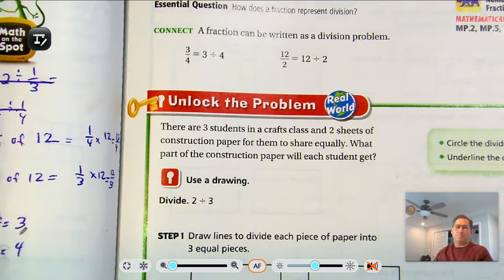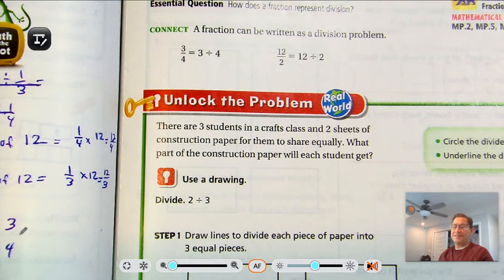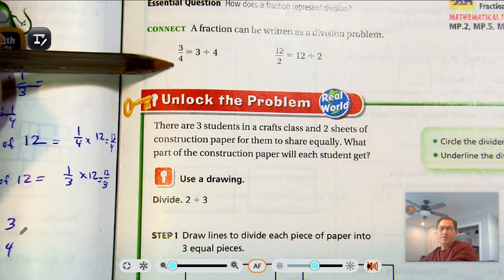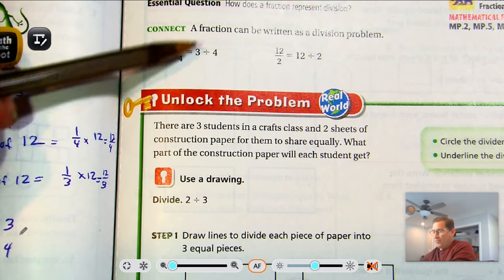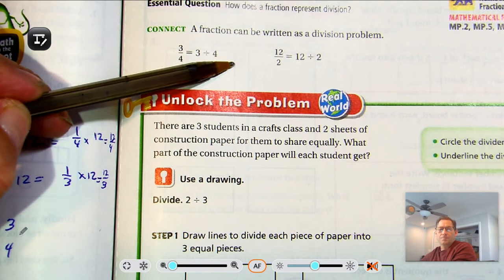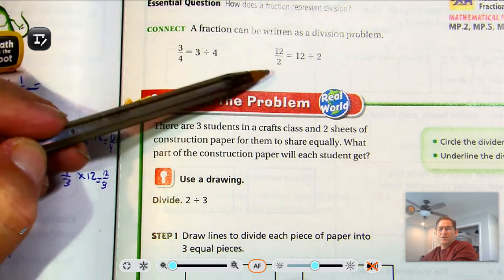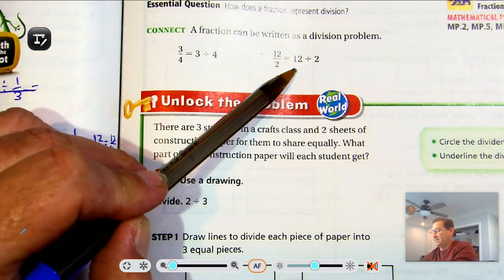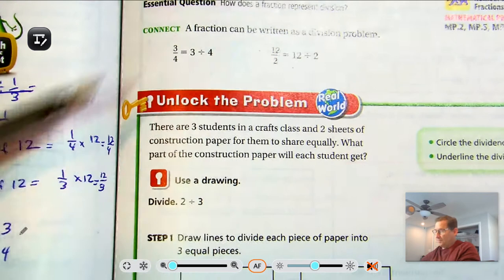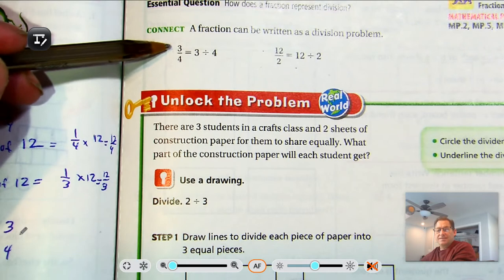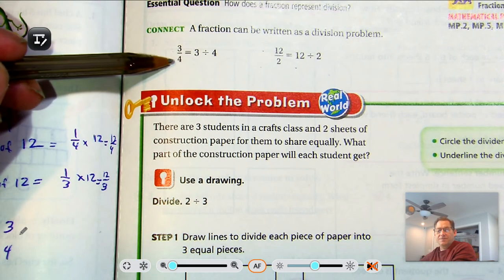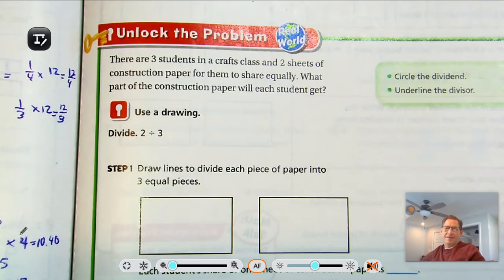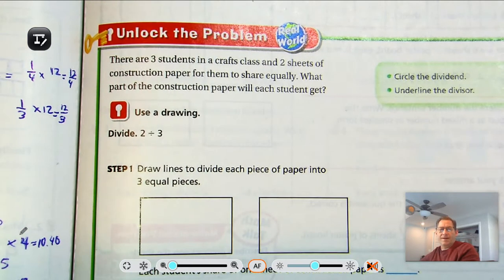Okay, so you'll remember that a fraction can be written as a division problem. For instance, when we say 3/4, it's the same as saying 3 divided by 4. Or if we say 12 halves, it's the same as saying 12 divided by 2. So the numerator is the dividend and the denominator is the divisor. We're going to keep that idea in mind as we do our problems.